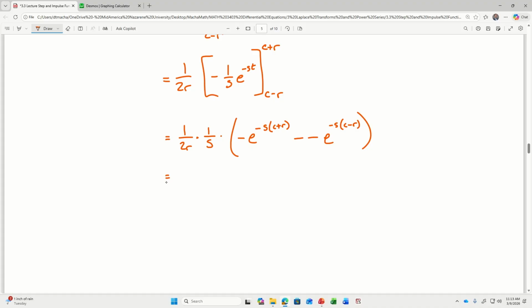And these have a common factor. This is e to the negative cs times e to the negative rs, and this is e to the negative cs times e to the positive rs. So e to the negative cs is a common factor. And since this is positive, I'm going to write this one first. And this one is minus e to the negative rs. Wait, that's positive, because two negatives make it positive, and then we'll throw that 2 in there.